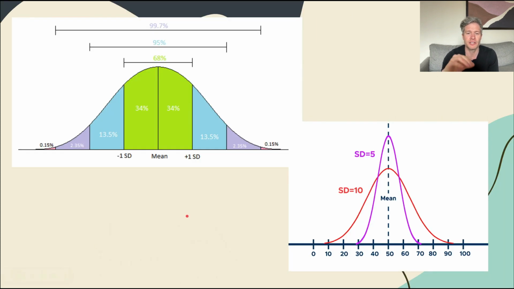All right. Here's a slightly different way to illustrate that. If we have the same mean of 50 and our standard deviation is smaller or low, we're going to have a lot of our scores very close to that mean. If we have a higher standard deviation of 10, we'll notice that more of our scores are spread out.